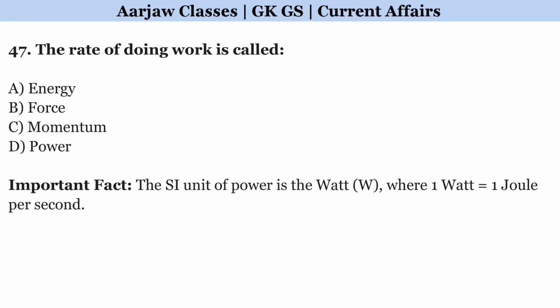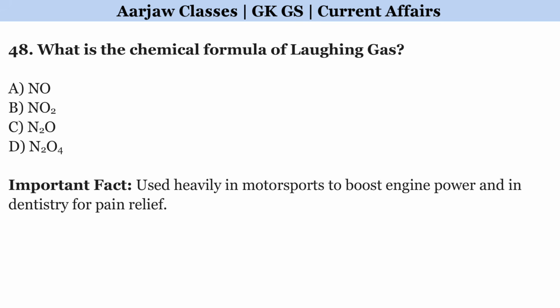The rate of doing work is called? Correct option is D. Power. What is the chemical formula of laughing gas? Right option is C. N2O.